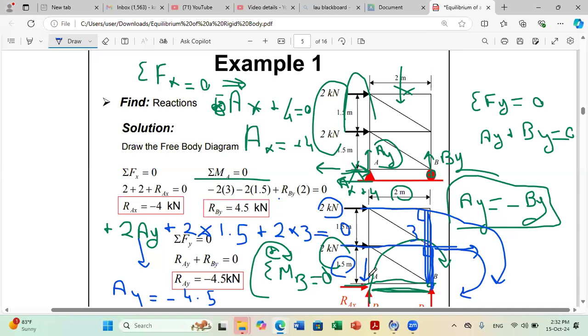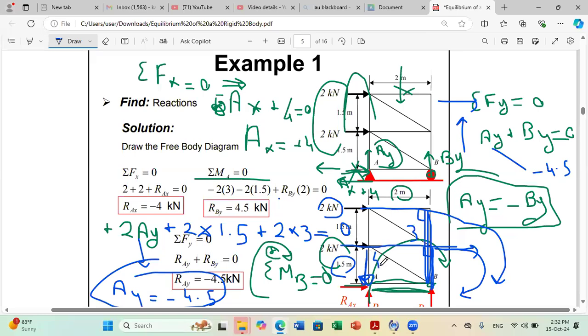Now, please pay attention to something. If you have already written the equation ay plus by, you considered in this equation ay to be positive up, but actually it's downward. So now all you have to do is keep the equation as it is, but replace ay by minus 4.5. In case you didn't write sum of y yet, you can update ay on your figure. You say ay is downward now.